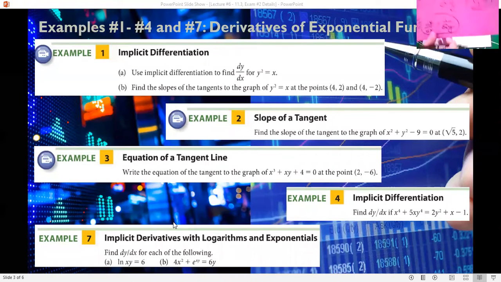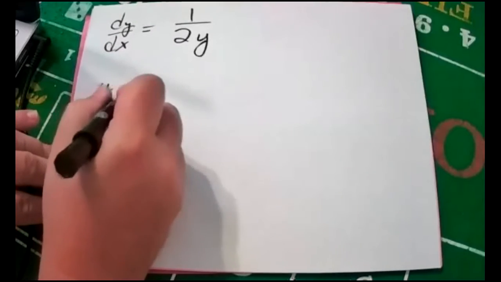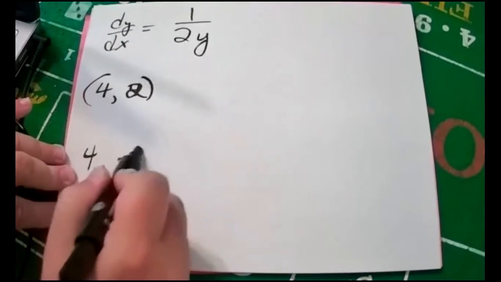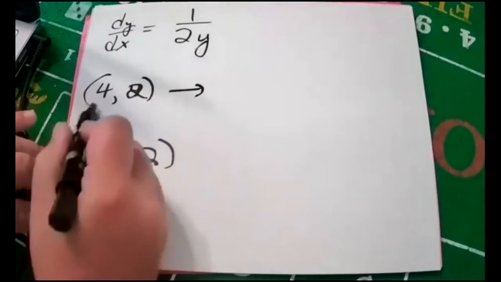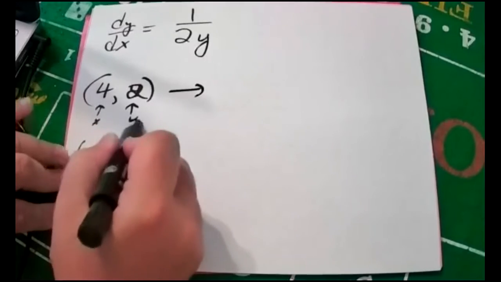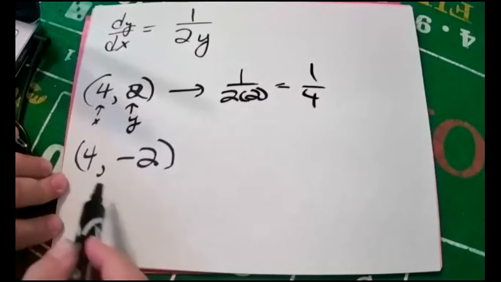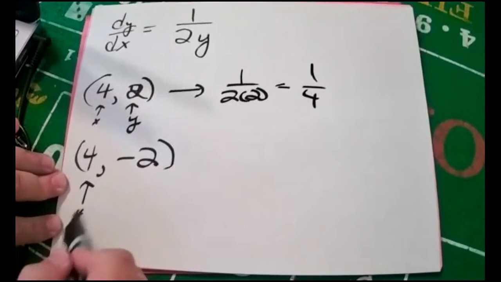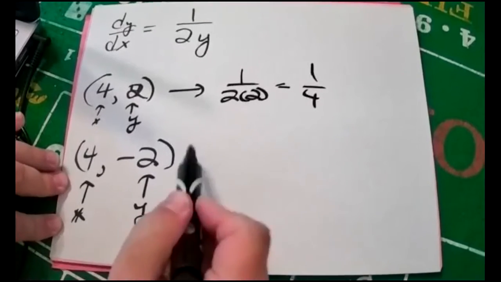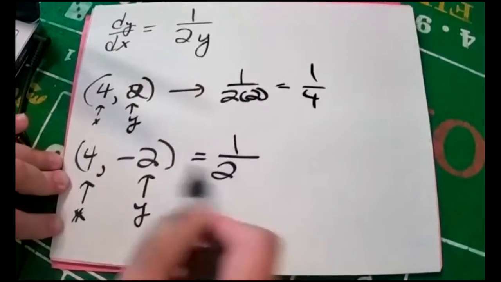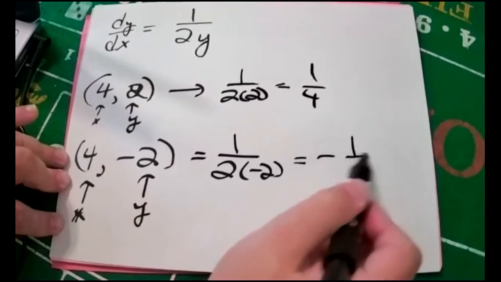Okay, recall that it is going to have a derivative of dy/dx equals 1 over 2y. Also, the points that we're asking about are (4, 2) and (4, -2). So for the point (4, 2), I have x is 4 and y is 2. So this function becomes 1 over 2 times 2, which is 1/4. Here, we have an x of 4, and we have a y of -2. So the formula calls for 1 over 2 times y, which is -2, giving a solution of -1/4.